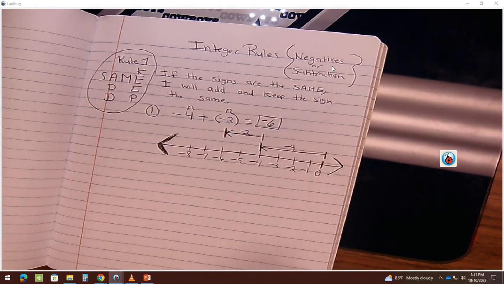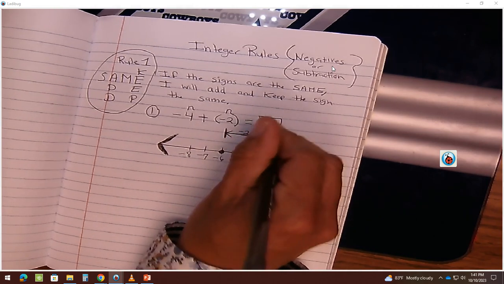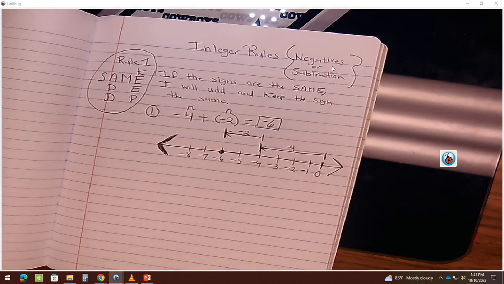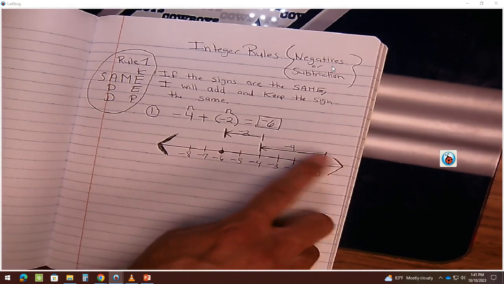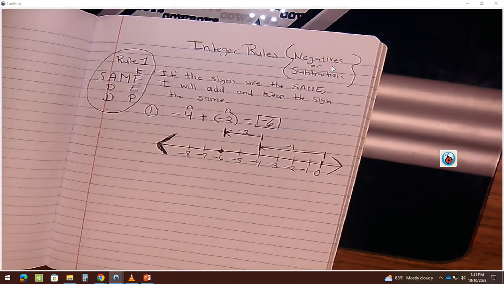So where did you stop at the end? And that's why the answer is -6. Do you see what I did? Yes or no? So basically I lost 4 and then I lost 2 more. That stops me at -6. Okay?